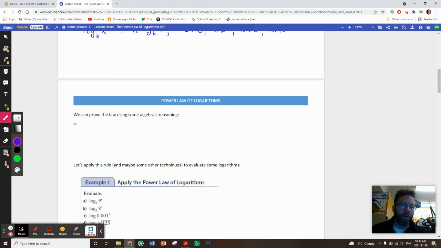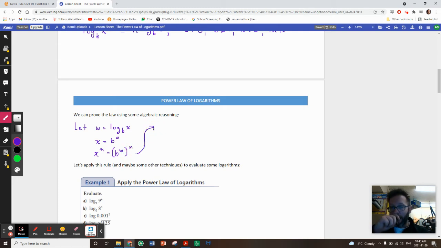So we're going to start off here. We're going to let, let's call it, w equal log base b of x. Now we know we can write this in exponential form as x equals base b to the power w. Now our rule was a power law, and we had x to the power of n. So I'm going to raise both sides to the power of n. So x to the power of n equals b to the power of w, raised to the power of n.